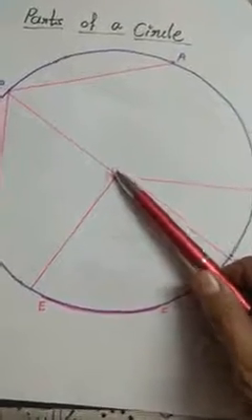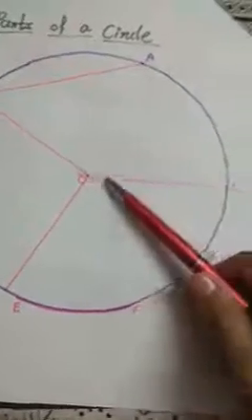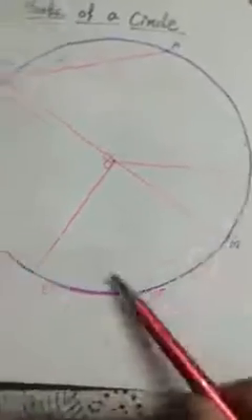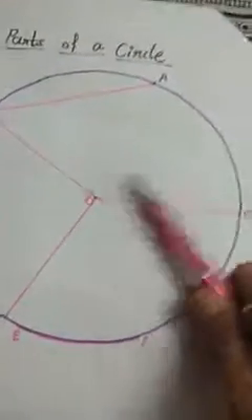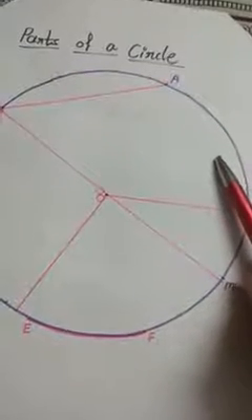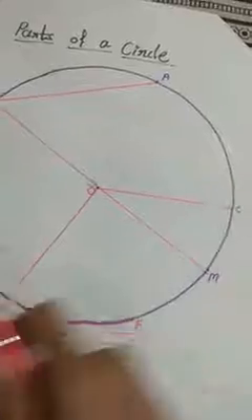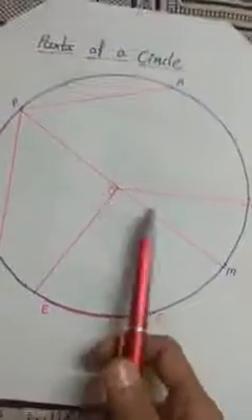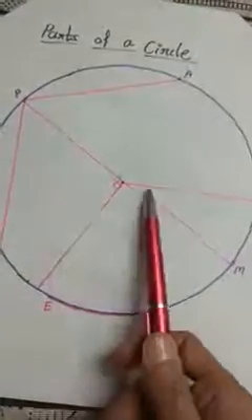Then what is a radius? The radius is a line segment that connects the center to any point on the circle. We can join any point from the center of the circle, and it is said to be a radius. Radius is singular, radii is plural. Plural of radius is radii. Then the diameter is double the size of the radius. Okay, the diameter is double the size of the radius.